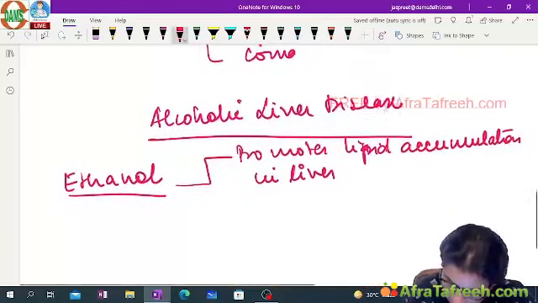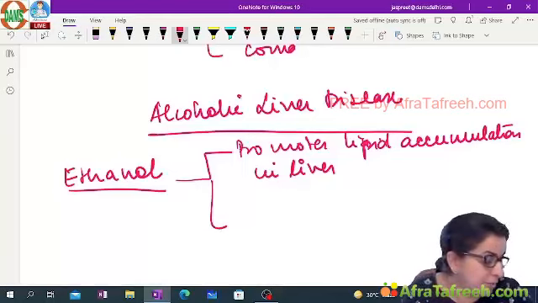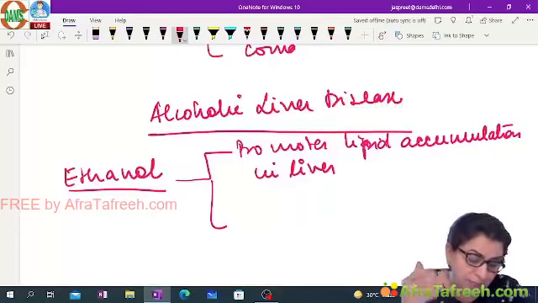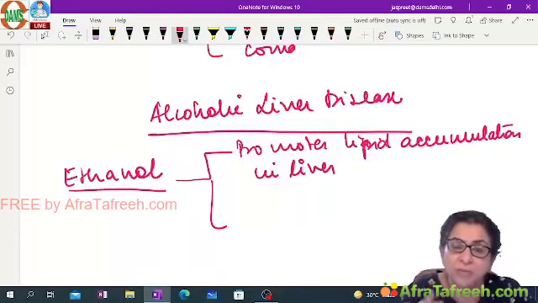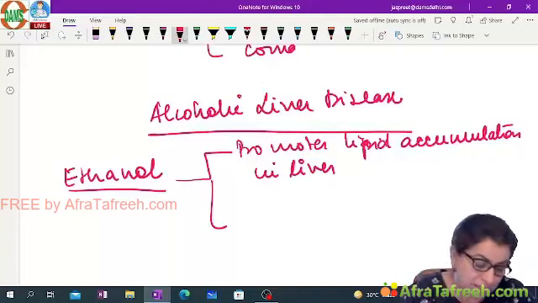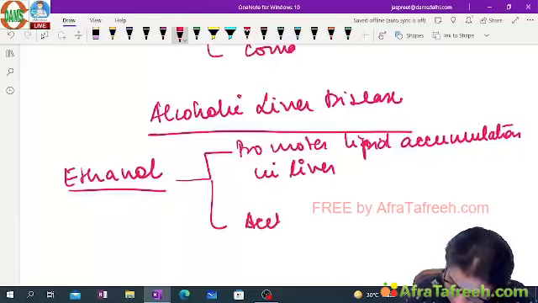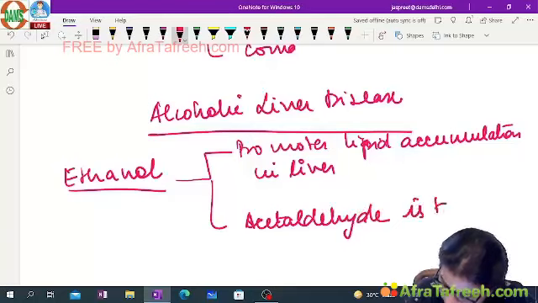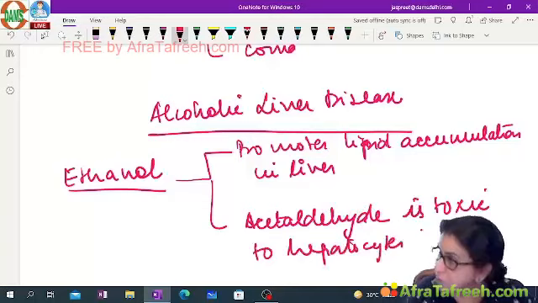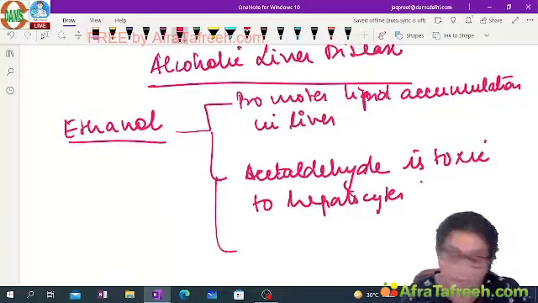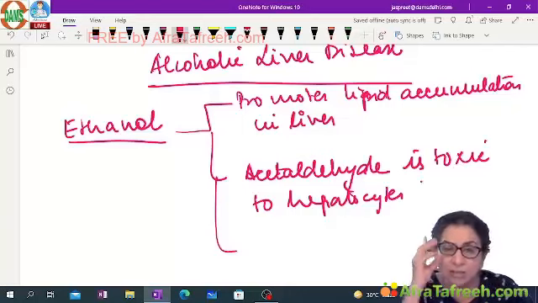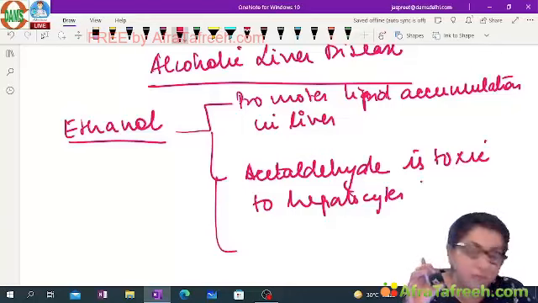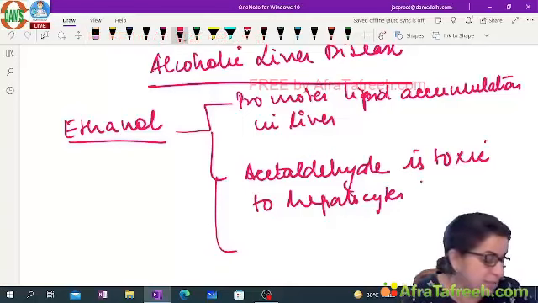So number one, ethanol promotes lipid accumulation in the liver. Number two, ethanol causes liver cell injury. When ethanol is metabolized, acetaldehyde is produced. So acetaldehyde is toxic to hepatocytes. Ethanol metabolism produces acetaldehyde, which is toxic to hepatocytes. Third, when ethanol is metabolized, oxidative stress is produced, which again damages the liver.